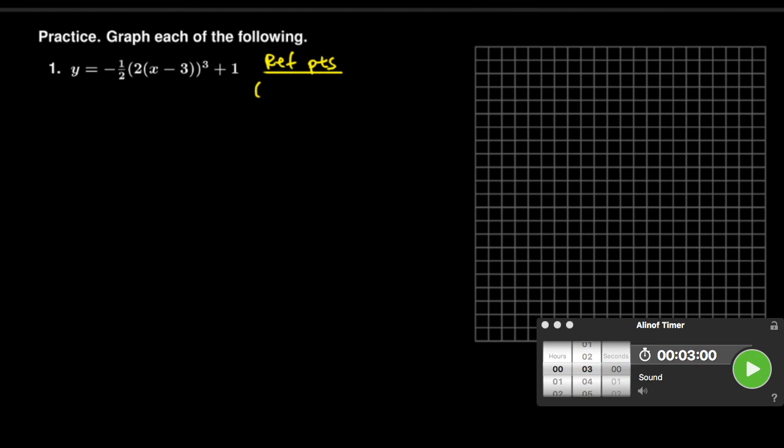Okay, so we have 0, 0, 1, 1, negative 1, negative 1, 2, 8, negative 2, negative 8. So how did I get those? Partly because I know what this function is. It's the x cubed function. How do we know? Because of that cubed. So the parent graph is x cubed.